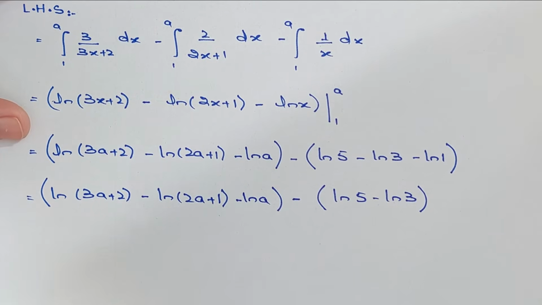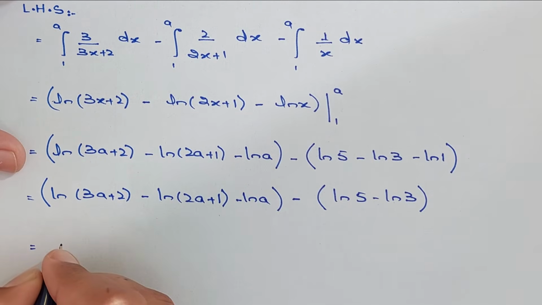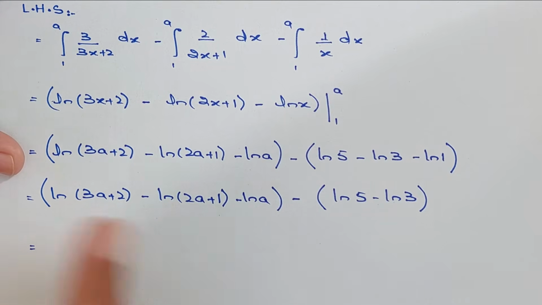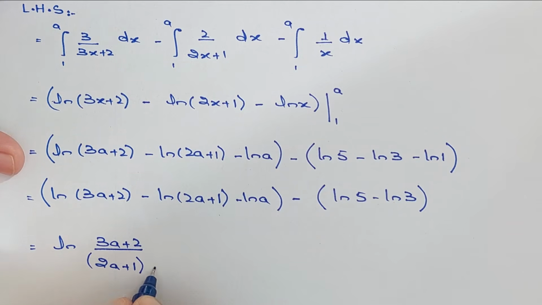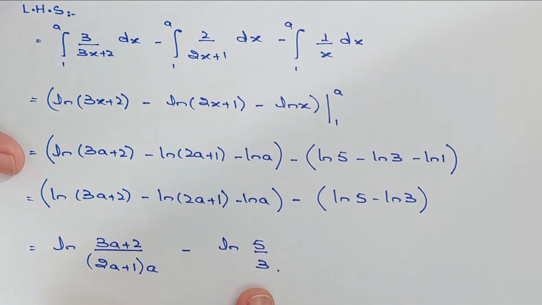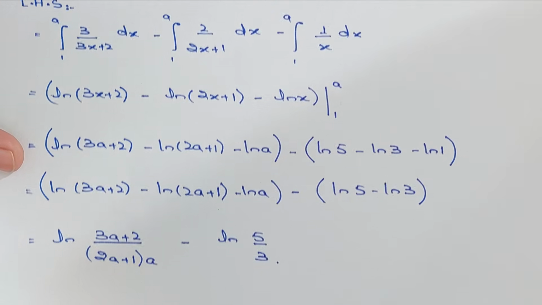Now let me apply the logarithmic properties here. So this is in division, this is addition, and this is in division, so we can say ln of 3a plus 2 is going to divide with 2a plus 1, right? And this is also in division, so you have to times by a, minus ln of 5 by 3. This is my left hand side, right? Now let me put this left hand side equals to the right hand side.